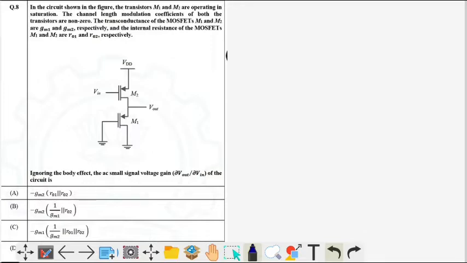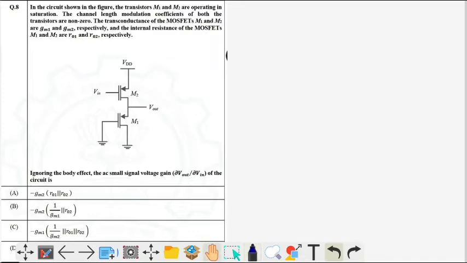In the circuit shown in the figure, the transistors M1 and M2 are operated in saturation. It is given that both the transistors are operating in the saturation region, and the channel length modulation coefficients of both the transistors are non-zero. The transconductances of MOSFETs M1 and M2 are given as gm1 and gm2 respectively, and the internal resistances of the MOSFETs M1 and M2 are ro1 and ro2 respectively. Ignoring the body effect, what is the AC small signal voltage gain of the circuit?